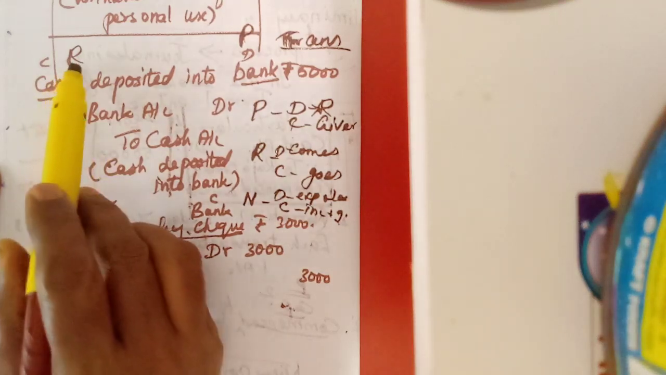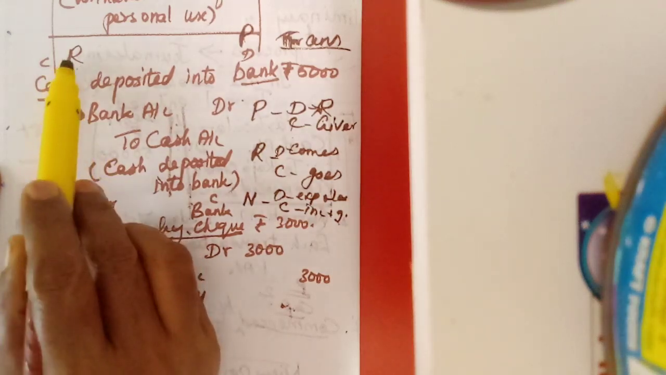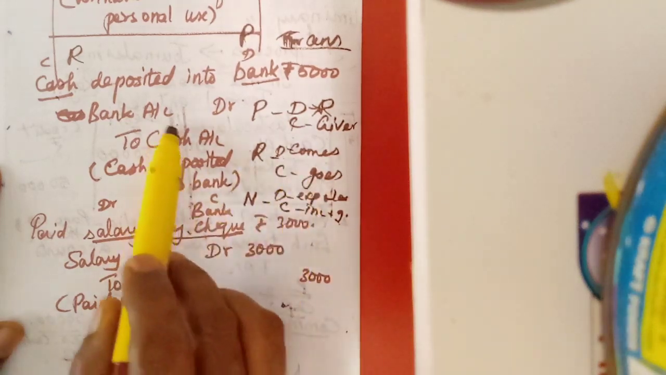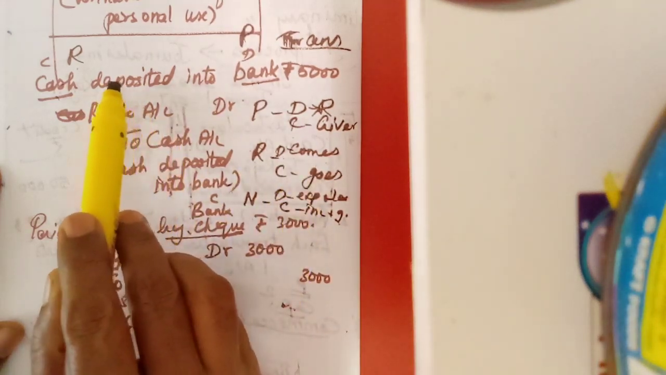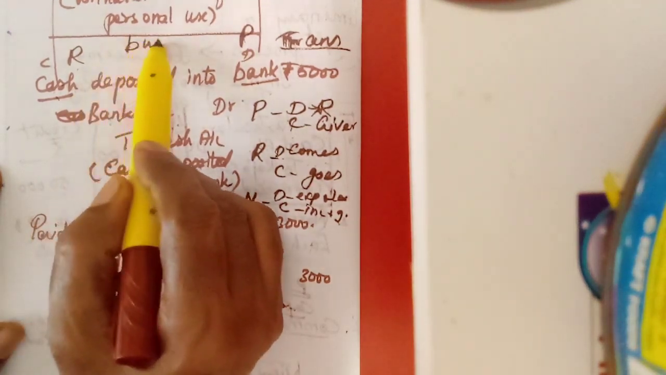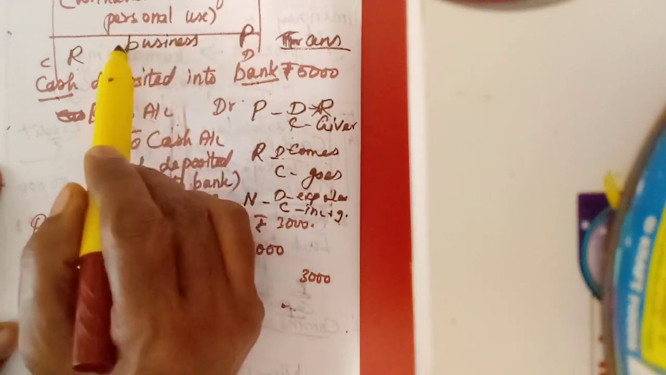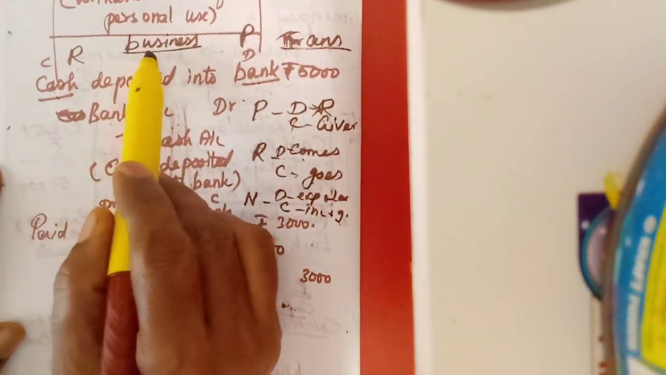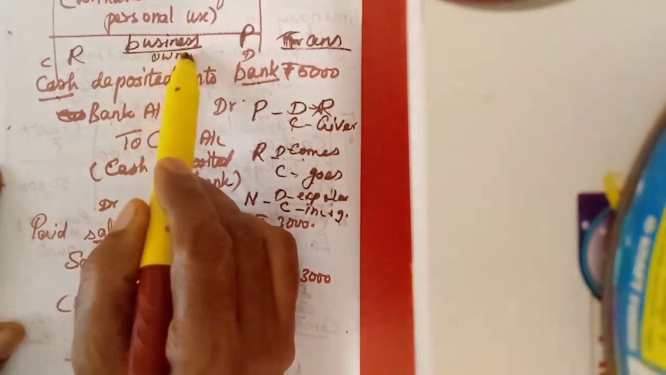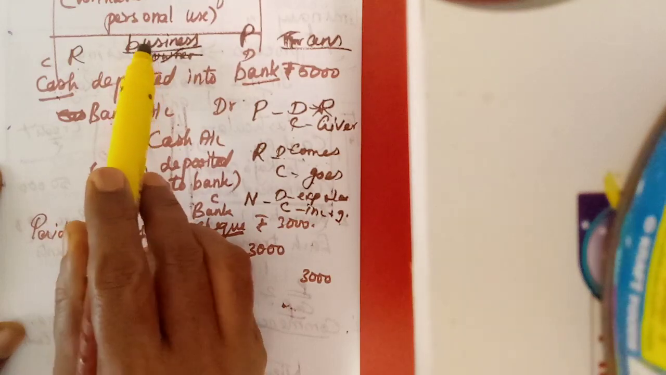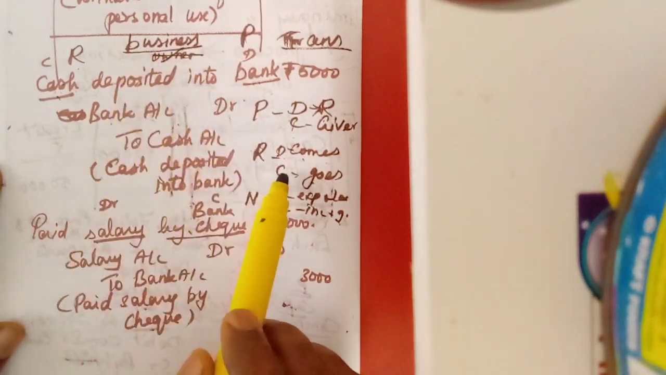Cash is related to a real account, so what is the rule? Debit what comes in, credit what goes out. Now we should treat all these transactions from the viewpoint of the business only, whether something is coming in or going out. Don't think of the owner.